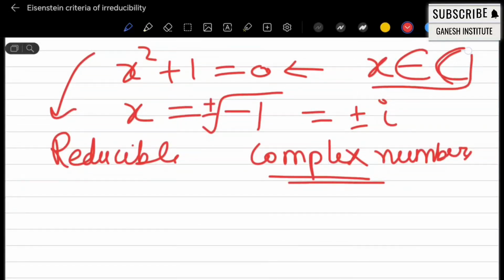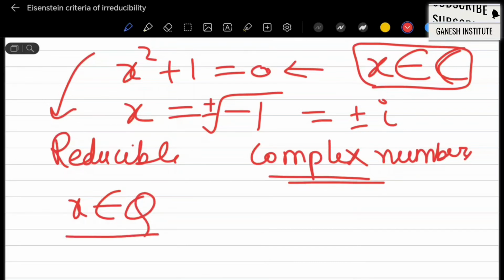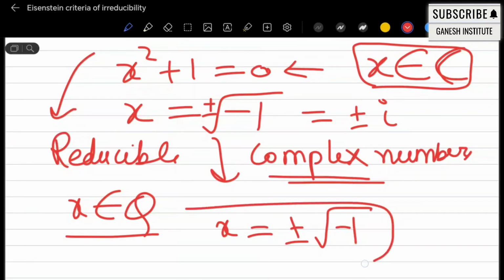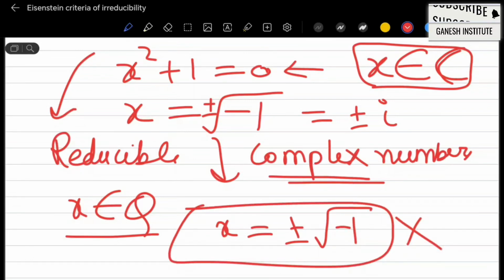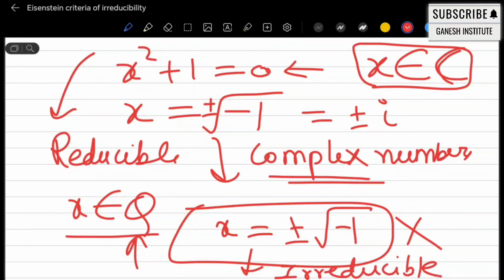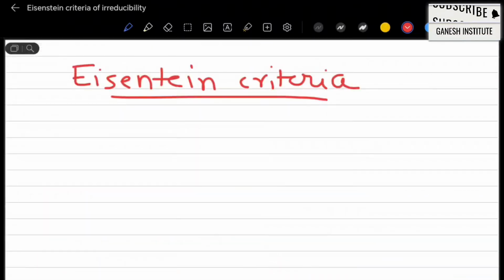But if the condition would have been x belongs to rational numbers, then we would have said that no, because x is plus minus root minus 1, there is no existing root which belongs to this rational number field. So then that would become irreducible. That means it cannot be reduced. Getting it?